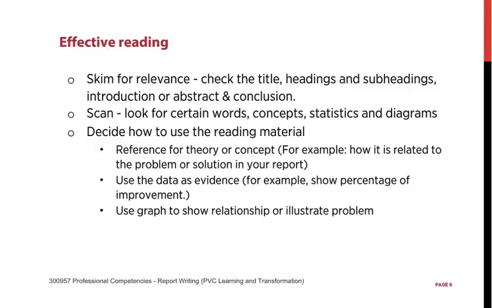We will now discuss effective reading. It is important to read your article strategically so that you can much more quickly and efficiently gather the relevant information. This is first done by skimming for relevance. Check the title, headings and subheadings, such as the introduction, abstract and conclusion. Next you'll scan, look for the certain words, concepts, statistics and diagrams that are relevant to your topic.